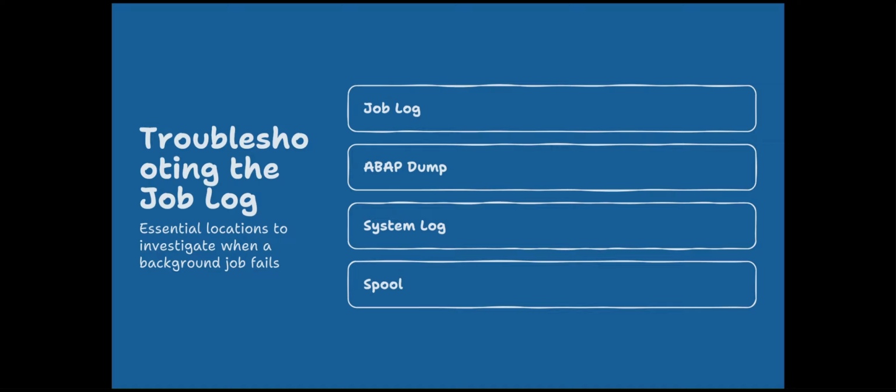Then, if any dump was generated while running the program, you can go to ST22, or get the details via the job log also, or the system log. In SLG1, if you are storing something there, or by standard it is getting stored in SLG1, you can go to SLG1 as well, which is your application log, and check in detail. And then the spool. If your background job supports spool generation, then the spool will be there in the background job. You can just click on the spool and get the spool list.